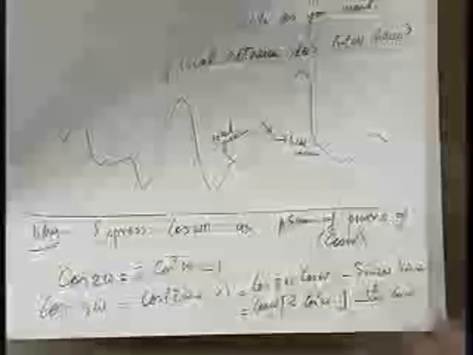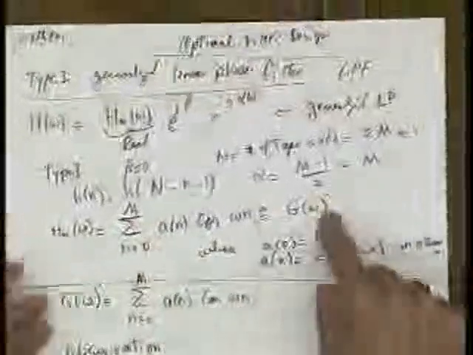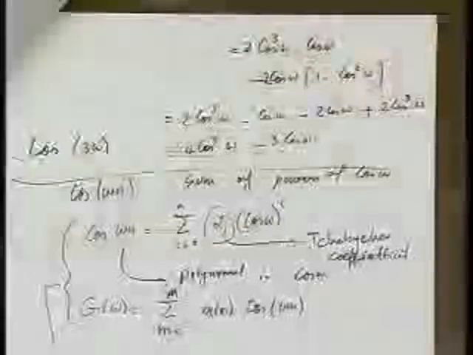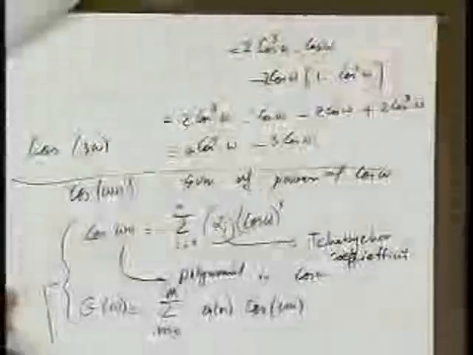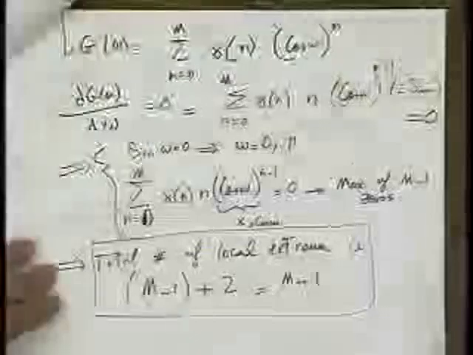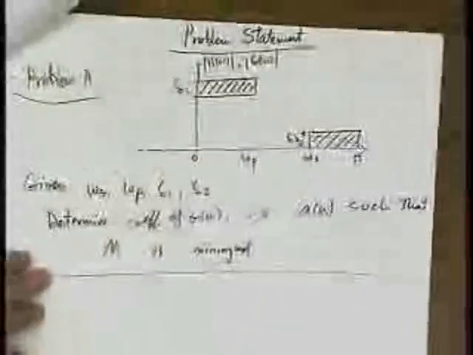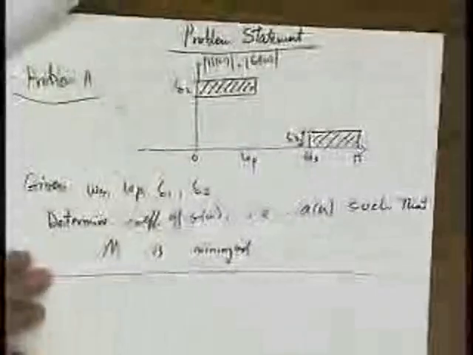In particular, what we talked about was this polynomial, A of n cosine omega n, G of omega. We called that a trigonometric polynomial. And we talked about how many local extrema it could have, and we found out that it was n plus 1. And then we embarked upon the problem of optimal FIR filter design.